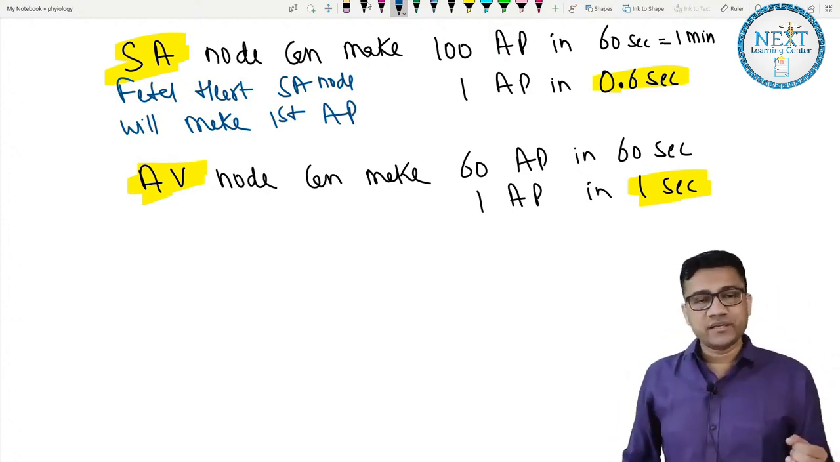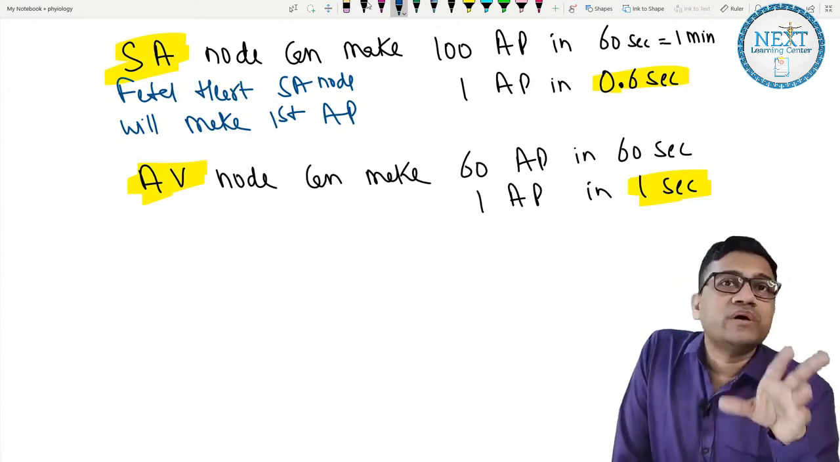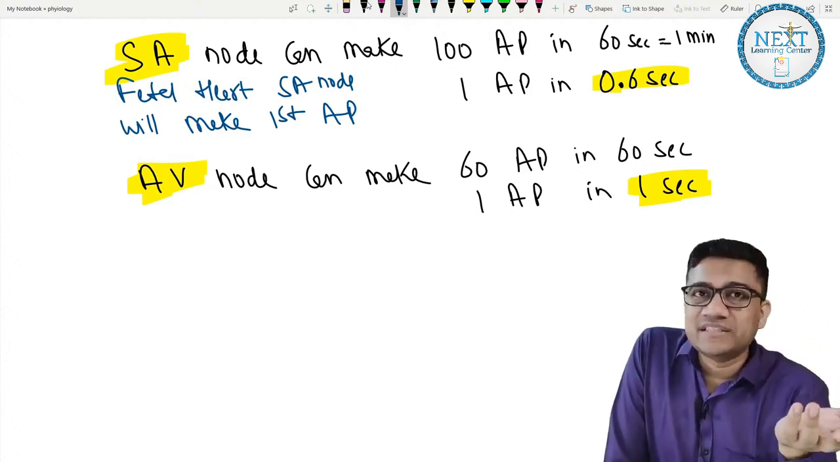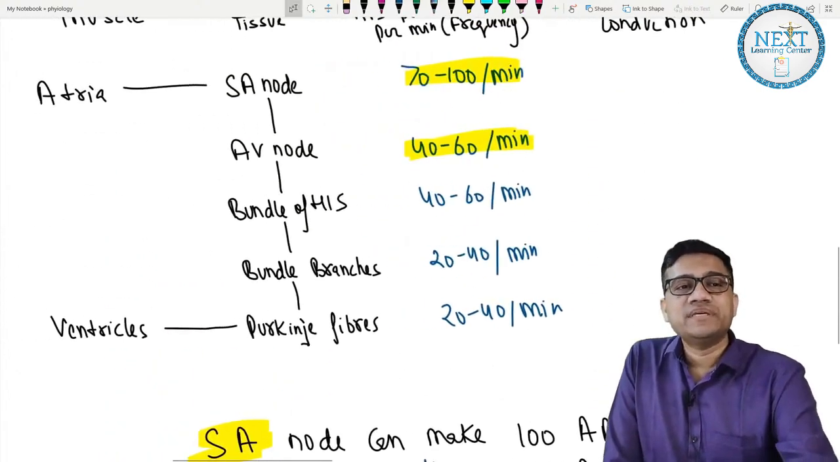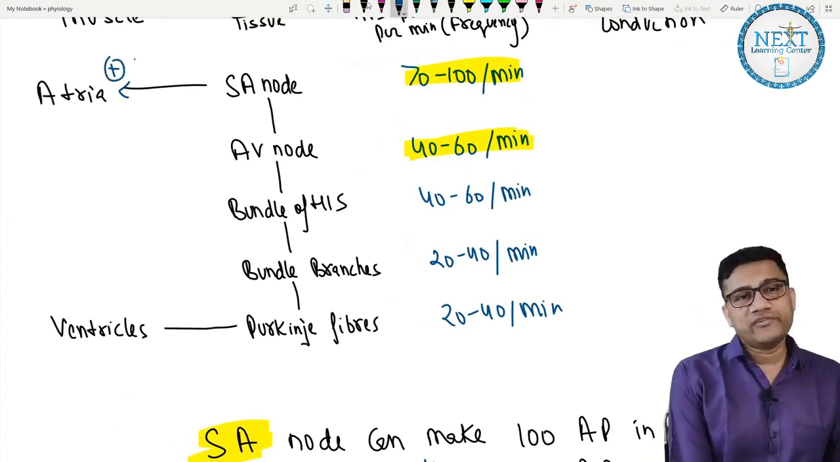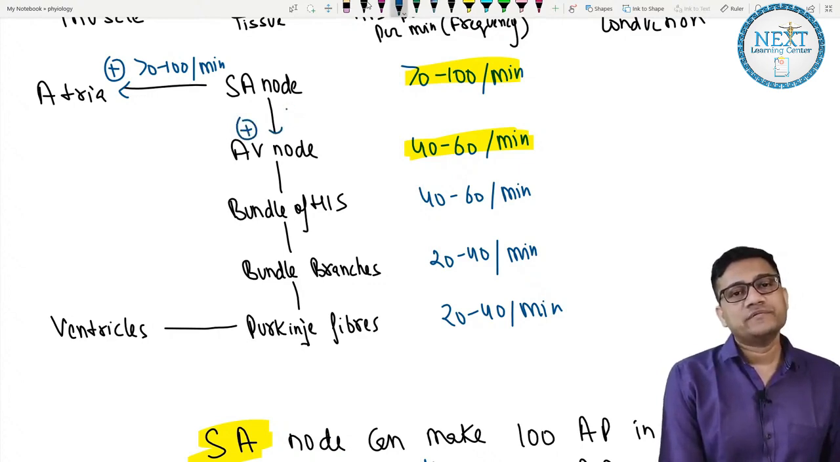And once the SA node makes the impulse, it starts transmitting the impulses to the others, and the others just become conductors, not impulse makers. So the SA node will immediately shoot this impulse to the atria at 70 to 100 per minute, and then it will cause the impulses to reach the next structure. Okay, so again 70 to 100. Are you getting the idea?